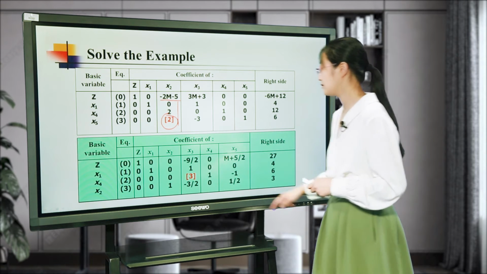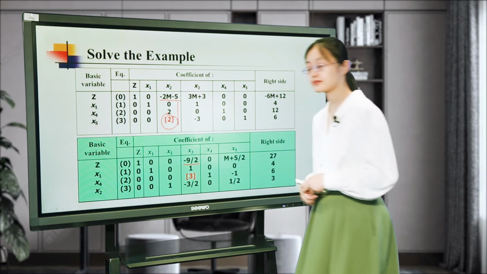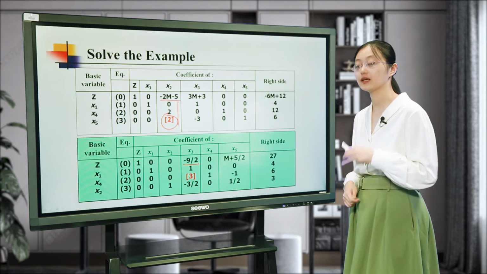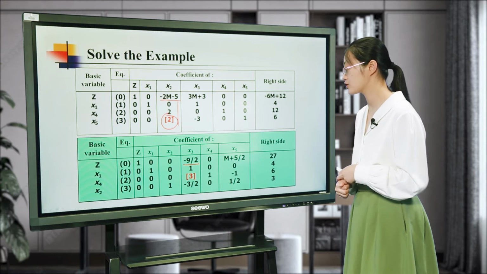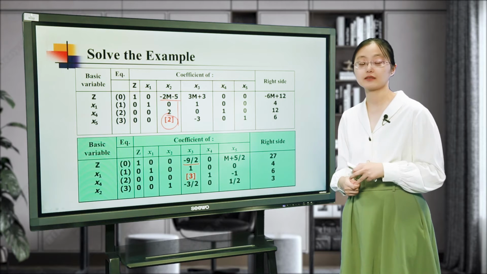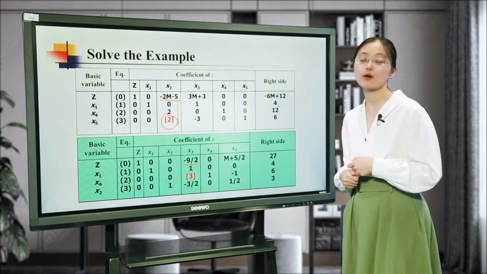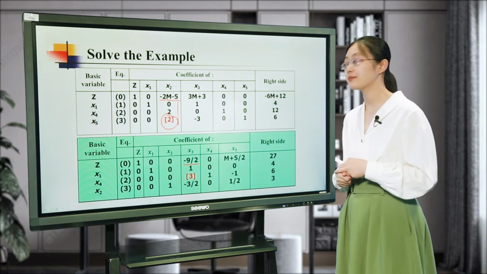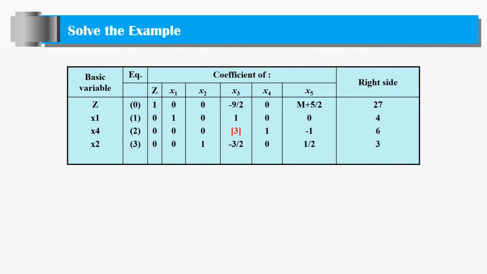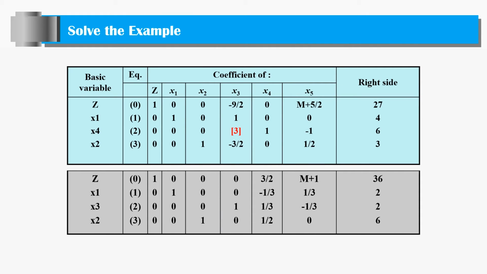And then we find in the new tabular, again, we have a negative coefficient in equation 0. And then repeat the same procedure using the minimum ratio test, find out the leaving basic variable, and make that column unit. And at this step, we can see that now all the coefficients in equation 0 are non-negative. So this passed the optimality test, and then this gives us actually the optimal solution.